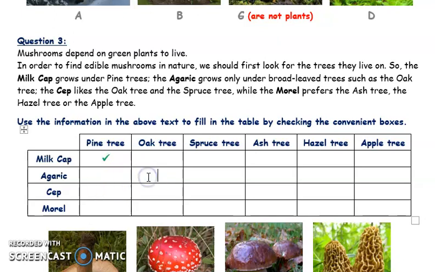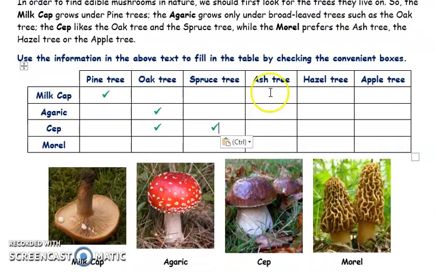So, here. What about the sap? The sap likes the oak tree. You can see that these shapes are different. Mushrooms have various shapes and colors. The mushroom differs from the acorn, the raven tree, and the apple.